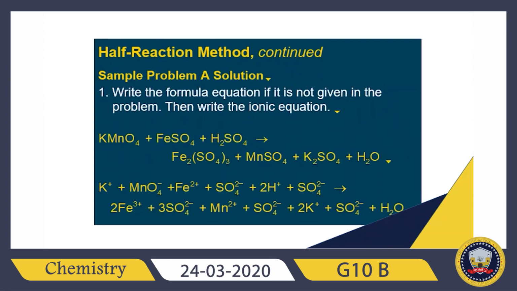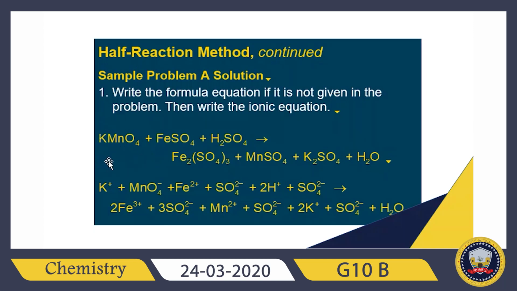So again, we follow our plan. Step number 1, write the formula equation. If it is not given in the problem, then write the ionic equation. So here we have our formula equation: potassium permanganate reacting with ferrous sulfate and sulfuric acid to give us these 4 molecules as product. Okay, so we have the formula equation.